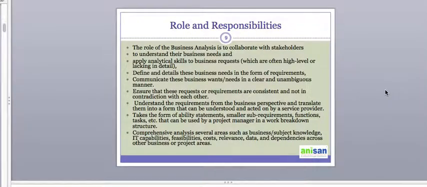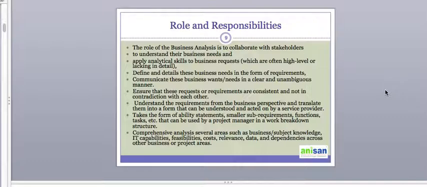When it comes to roles and responsibilities, some of those mentioned here are to understand the business needs and apply analytical skills to business requests. Now, applying analytical skills: we have to understand when the business need, that is a problem or opportunity, has arisen. So we use our analyzing ability to identify the source of the problem, the impact of the problem in terms of processes, database, technology, and people, and what is the way forward. So these are the various ways we analyze the request.